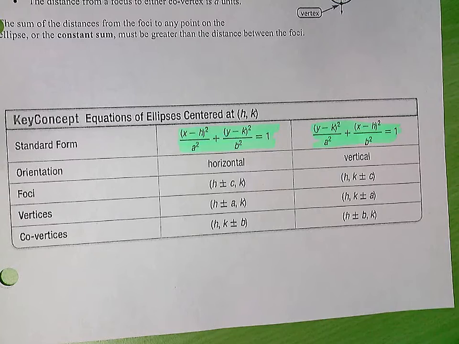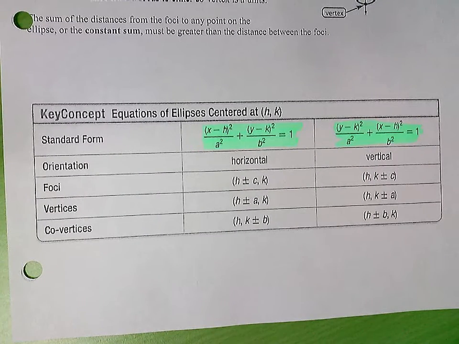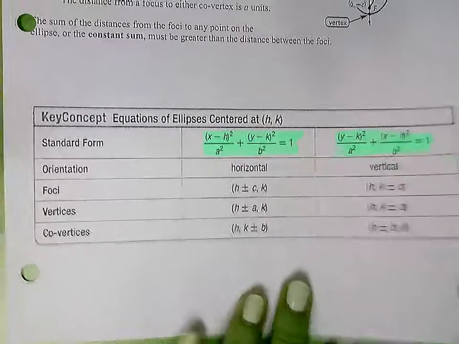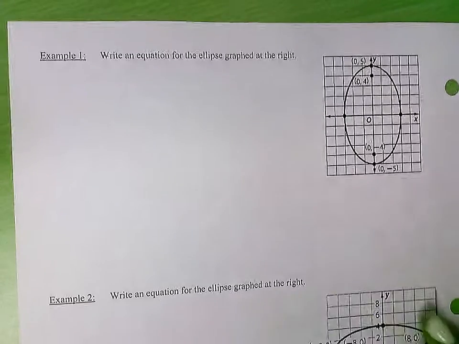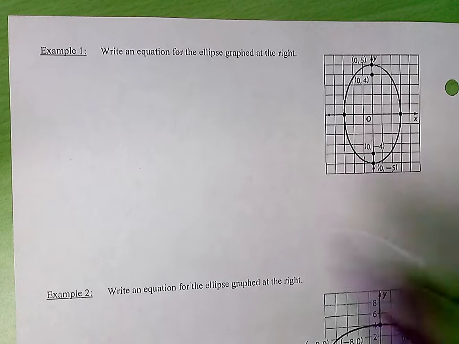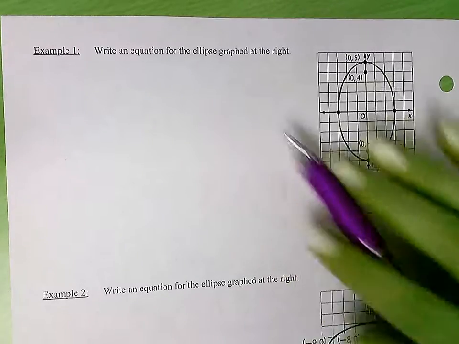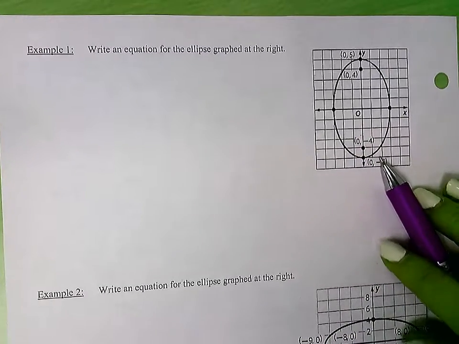Okay, so today, just like we did with circles and parabolas, I'm going to give you the graph, and we're going to write the standard form given that graph first. Okay, because I think that's sometimes easier to just visualize what's going on. So if you flip it over, okay, we only have 2 examples here. So in both of these, we want to write an equation for the ellipse graphed at the right. Okay, so here's our graph.